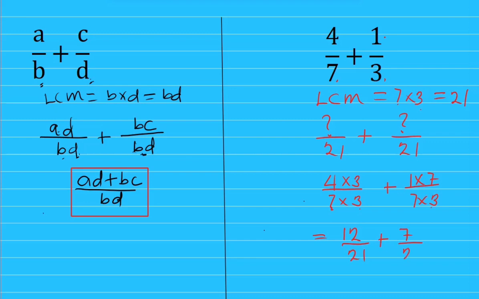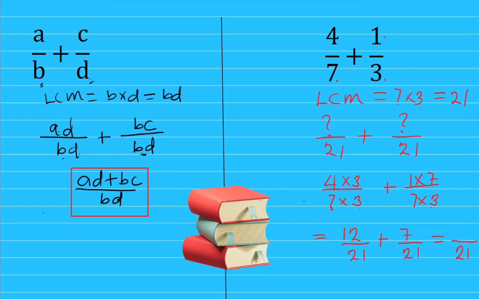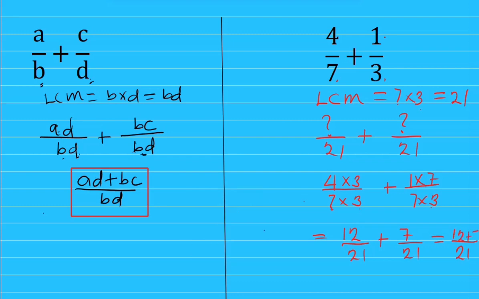7 out of 21. Since they have the same denominator, we can easily write a single denominator, which is 21, and add the numerators together, which is 12 plus 7, which will give us 19 out of 21, which will be our final answer. 19 out of 21. That will be our final answer.